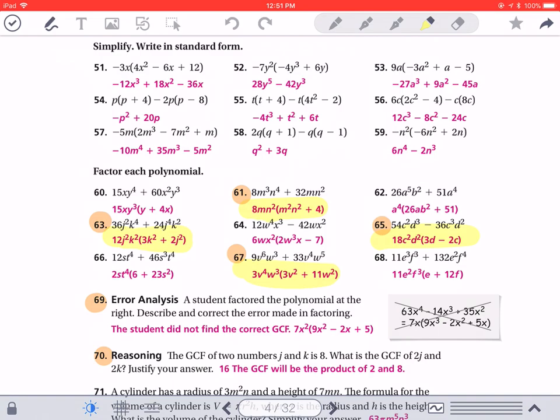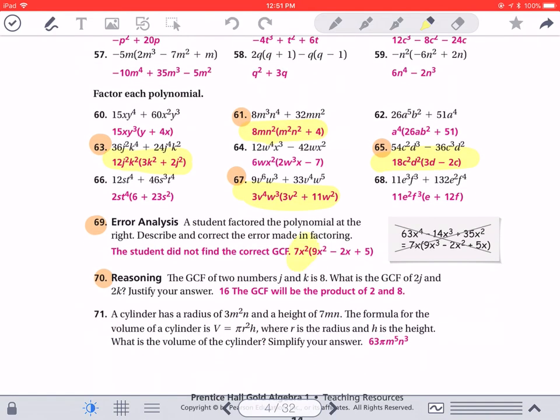67, factor out a 3v to the fourth w cubed. Multiply that by 3v squared plus 11w squared. 69, they didn't factor out a 7x squared there. It should have been a 7x squared, not a 7x.